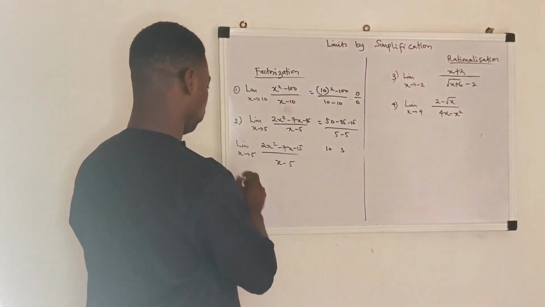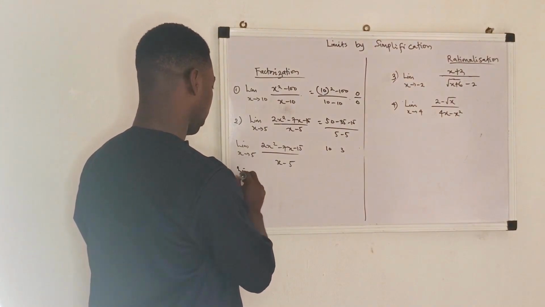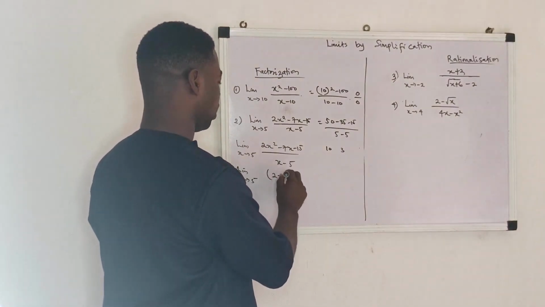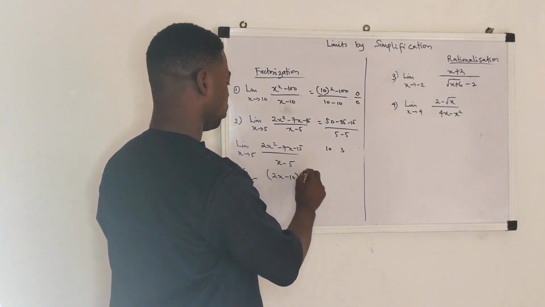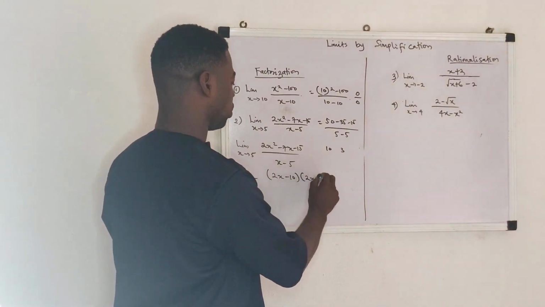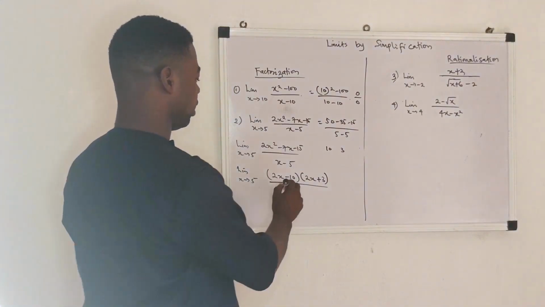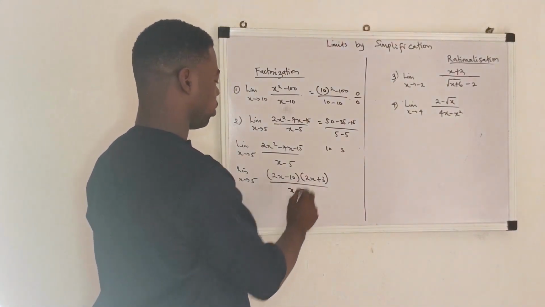This brings us to the limit as x approaches 5 of 2x minus 10 times 2x plus 3, divided by x minus 5.